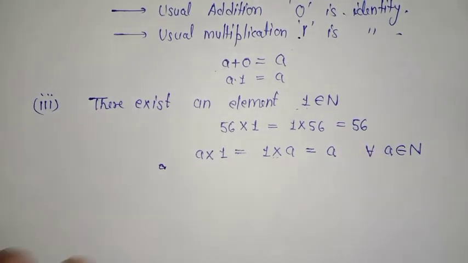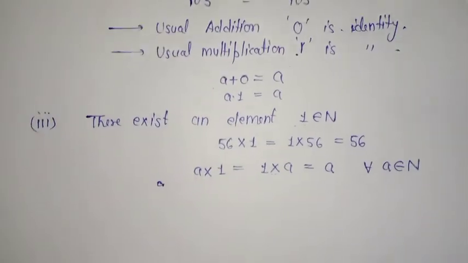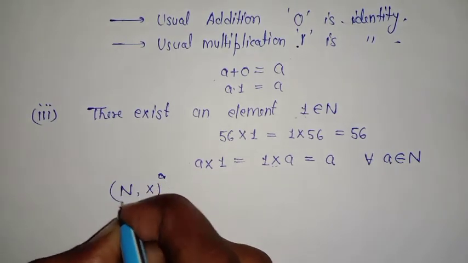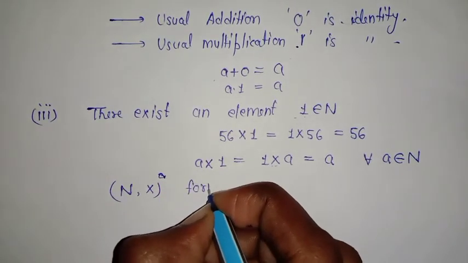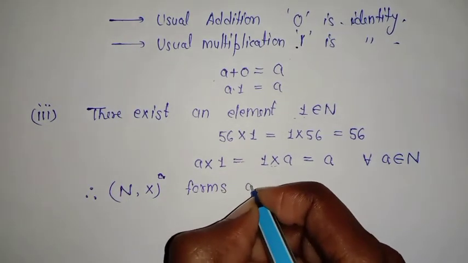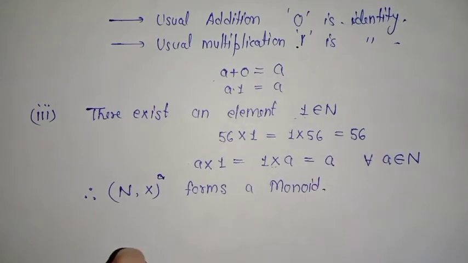So now we can see all the three properties of monoid are satisfied. So we can say that the system N with multiplication forms a monoid. Therefore, N with usual multiplication forms a monoid. So I hope you understand what is a monoid. Now I am going to discuss the definition of group.